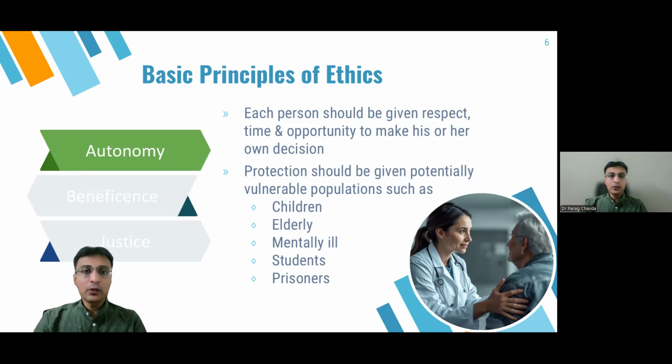This becomes particularly important when we are dealing with vulnerable populations, such as children, elderly, mentally ill people, students, or prisoners. We identify vulnerable populations where we feel that their autonomy is reduced. So their power to take independent decisions is reduced because they might be dependent on others. Right. So these are the population subgroups which need to be specifically protected, and hence we need to take special care when we are dealing with them.